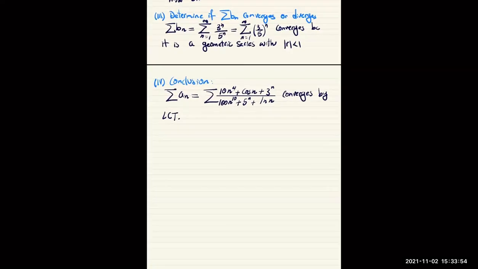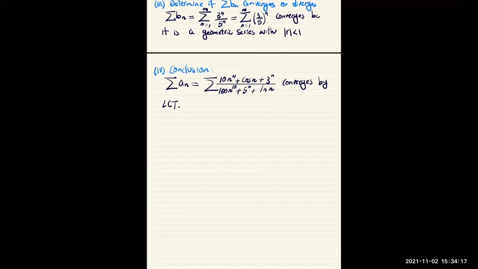So just take dominant terms. If we have a rational sequence, a sequence in fraction form, then just take dominant terms on top and bottom, and you get a much simpler sequence. Dominant terms, okay?